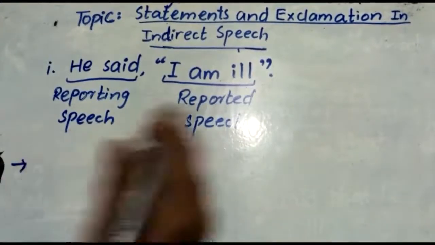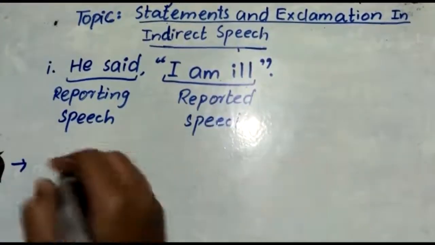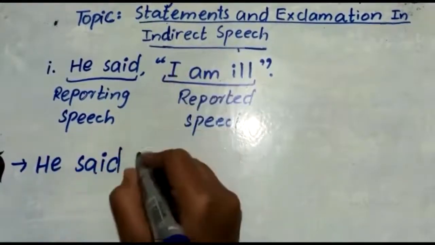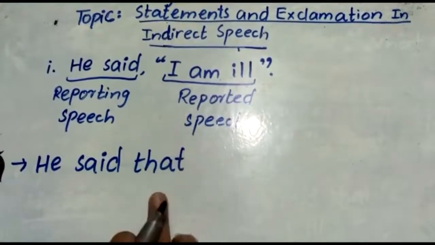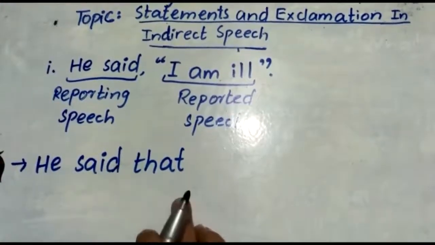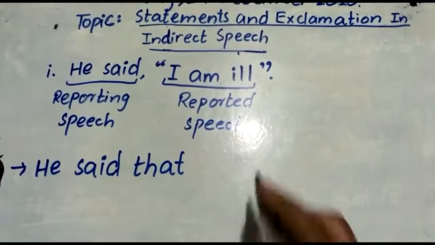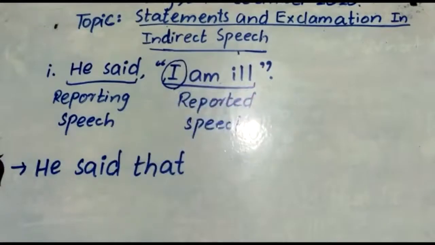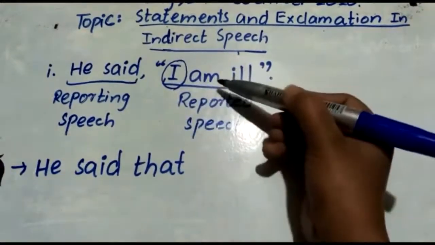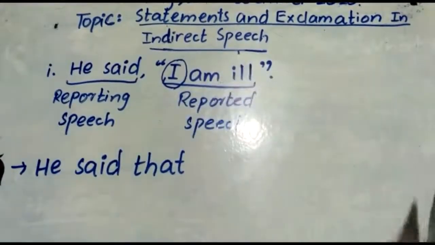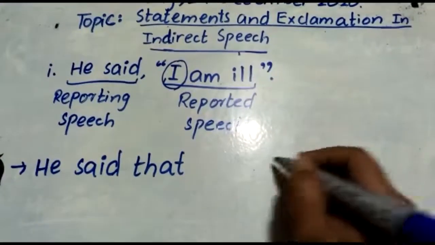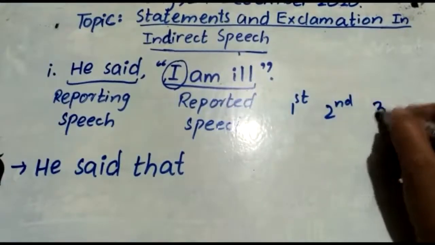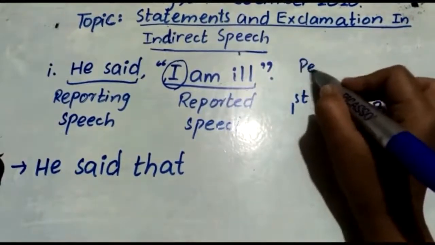The very first thing to change direct into an indirect statement is that we have to replace the comma and inverted commas with "that", and I have replaced it over here. The very next thing is that we are provided with persons of pronoun in reported speech. Now let me tell you that there are basically three persons of pronoun: first person, second person, and then we have the third person of pronoun.